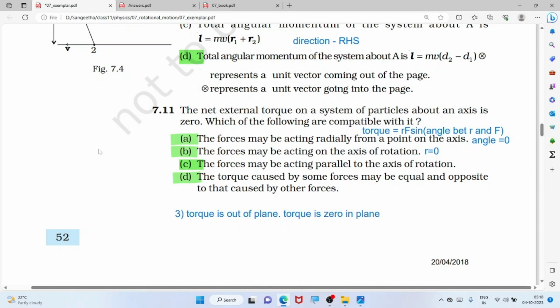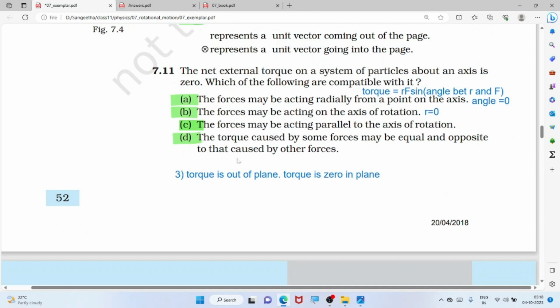Question number 11. The net external torque on the system of particles about an axis is 0. There is no external torque acting on the system of particles. Which of the following is compatible with it? The forces may be acting radially from a point on the axis. Radially means the angle between r and F will be 0. Torque is the cross product of the position vector and the force. Radially from a point on the axis means the angle is 0, so sine 0 is 0.